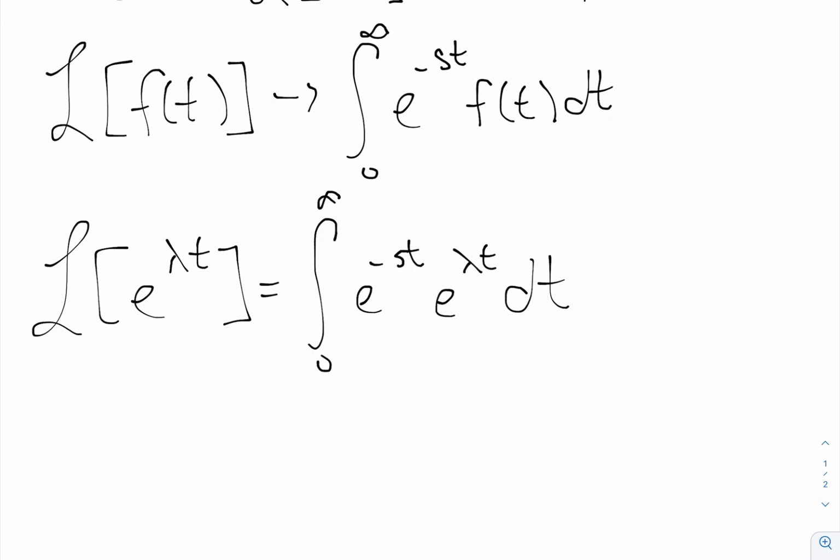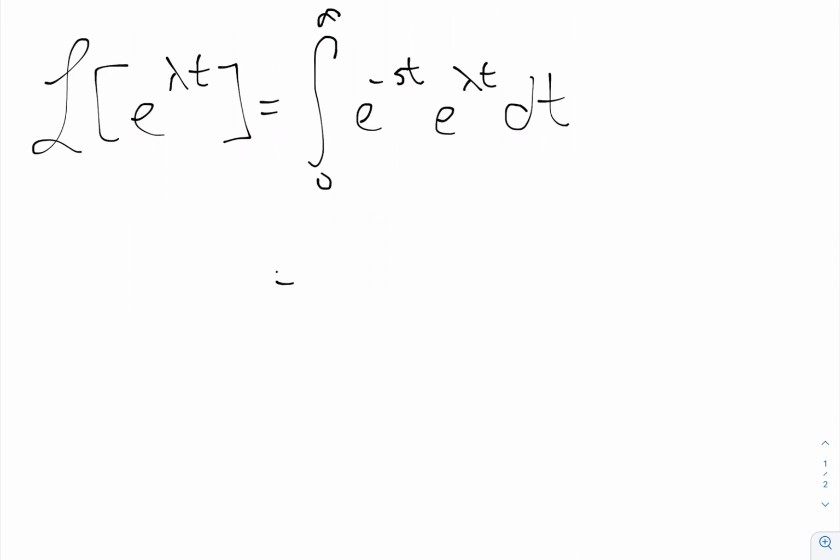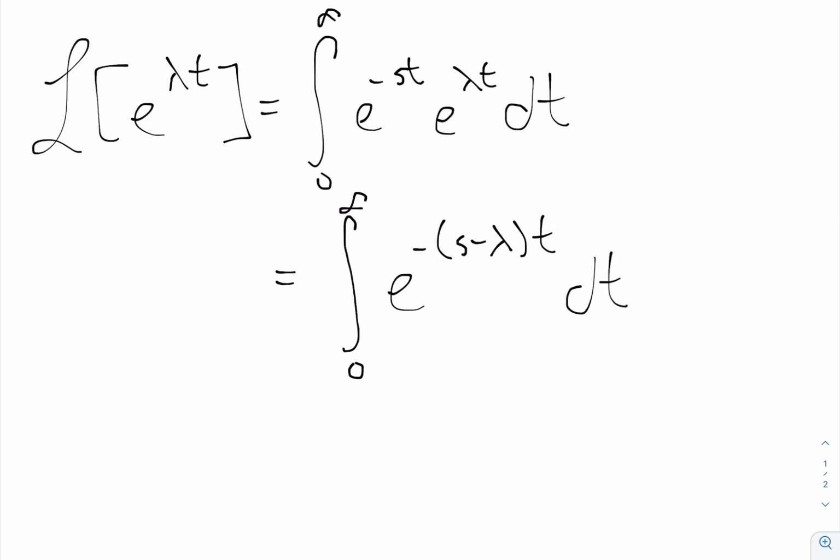Now we can simplify this. Notice how these are both exponentials with base e, and they're multiplying. So that means we can add their exponents. When we do that and factor out the t's, that's going to be the integral from 0 to infinity of e to the negative (s minus lambda) t dt. Let's factor out that negative. And what we can do now is a u substitution.